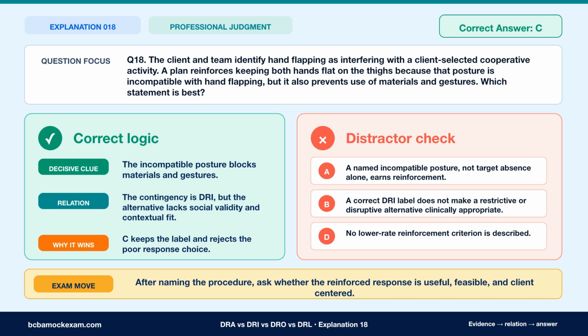The distractors describe neighboring relations. A. A named incompatible posture, not target absence alone, earns reinforcement. B. A correct DRI label does not make a restrictive or disruptive alternative clinically appropriate. D. No lower rate reinforcement criterion is described. After naming the procedure, ask whether the reinforced response is useful, feasible, and client-centered.